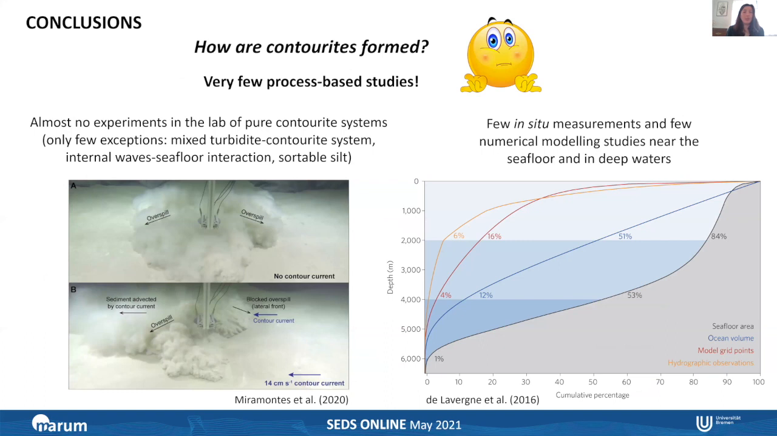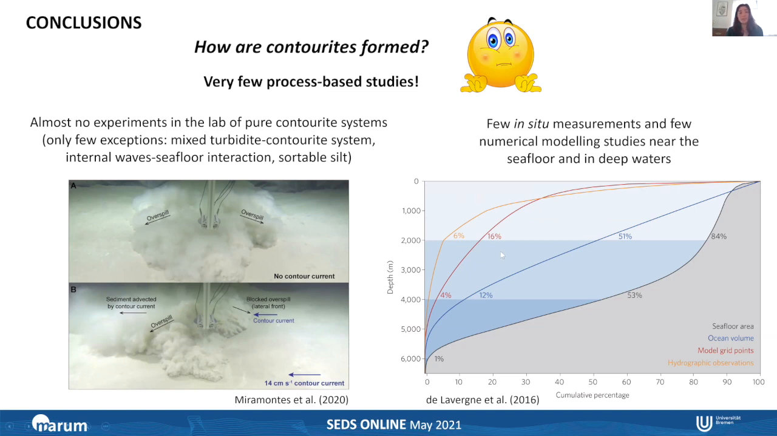And actually, we don't know much about the currents because there are very few process-based studies on this topic. There are almost no lab experiments. There are just very few, to my knowledge. Some on mixed turbidite-contourite interaction, so the interaction of turbidity currents with contour currents. Also, some experiments on the interaction of internal waves with the seafloor, and very recently also an experiment that proves that the method of sortable silt is adequate to interpret the current velocity from the grain size.